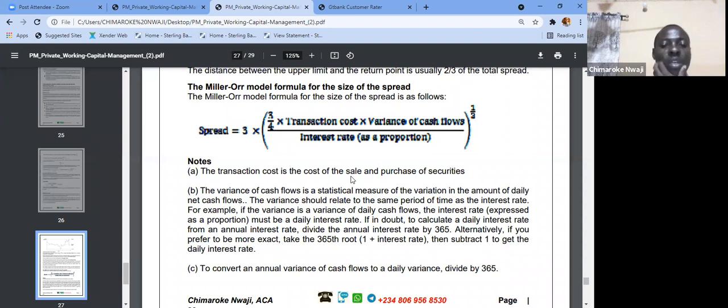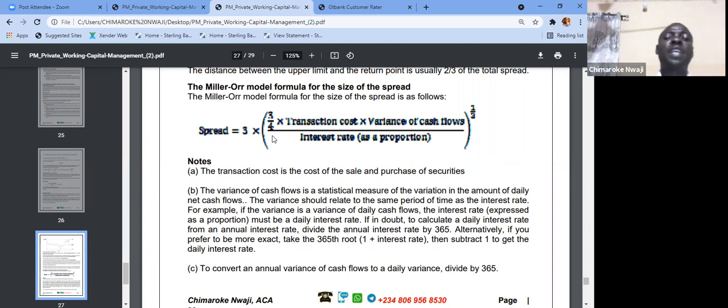How do you calculate this? First of all, look for your transaction costs. After looking for your transaction costs, multiply it by 3/4. So you're looking at the numerator first. You're doing everything in the bracket first. BODMAS says bracket first, and when you're doing the bracket first, do the numerator. I told you, look for your transaction costs and multiply it by 3/4. You are still on your numerator.